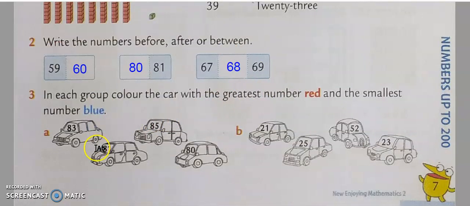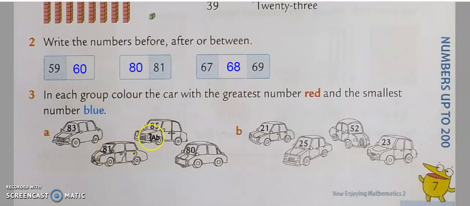And in the third question, what we have to do, in each group color the car with the greatest number red and smallest number blue. So here, in the first picture, there are four cars. From these four cars, which number is bigger? That greater number you have to color red. So which one is the greatest number?